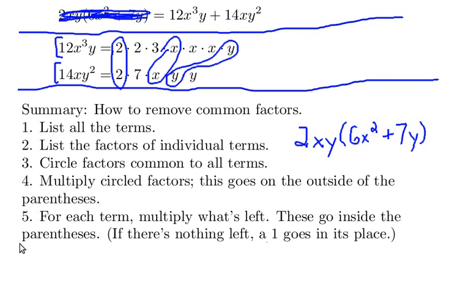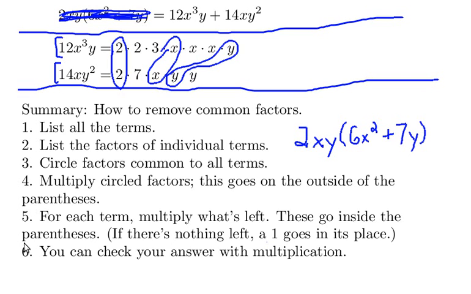And then step 6 of the summary, you can check your answer with multiplication. And I'm not going to do that this time because we did it at the beginning of the video. But I will say, remember that we just distribute the 2xy to the 6x squared plus 7y, and we will get this. Wait, I did that backwards. Okay, sorry. Once you multiply these together, you will get this. I got that backwards a second ago.